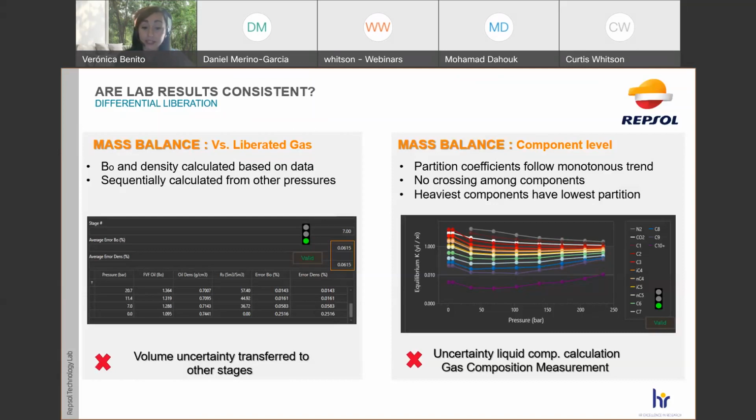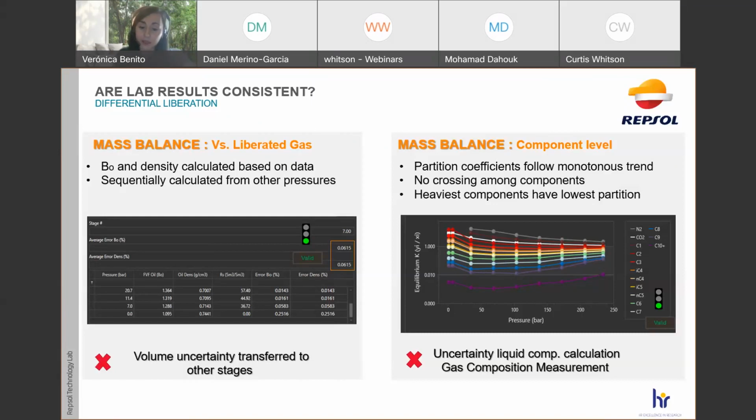But sometimes there is a high error, especially in the lowest pressure stages, because of the volume uncertainty that is transferred to other stages. The second one on the right side is a more detailed material balance per stage, but at component level, in order to assure that partition coefficients follow a monotonic trend and there is no crossing between components.